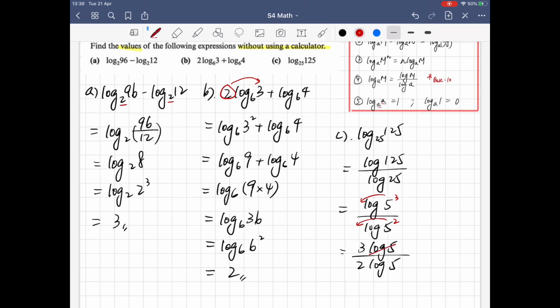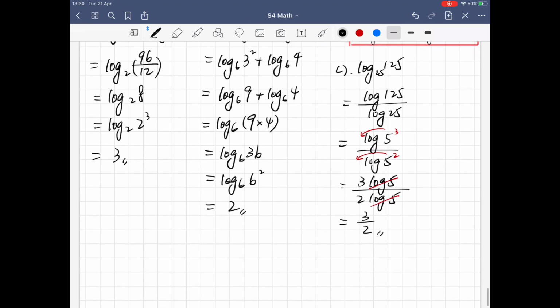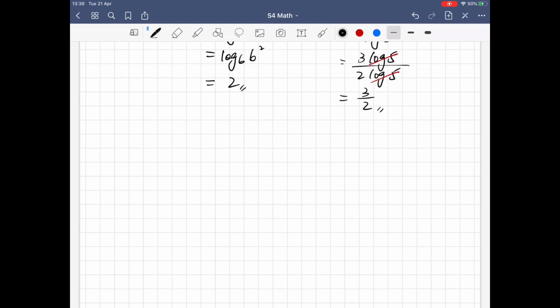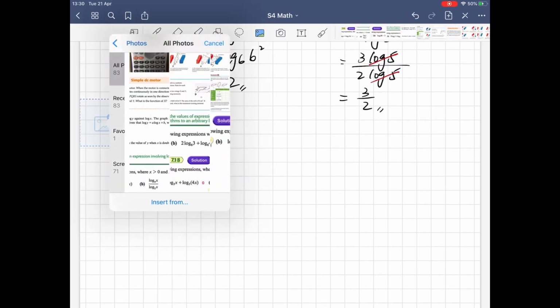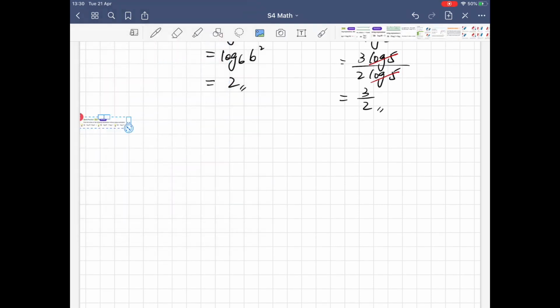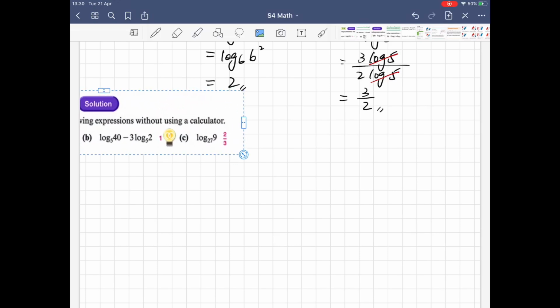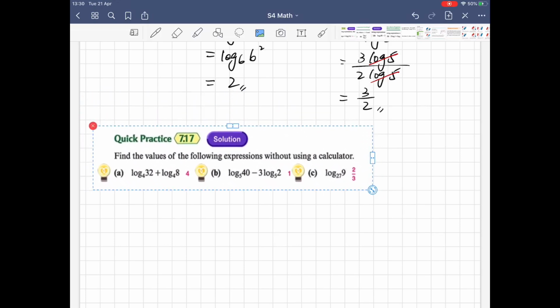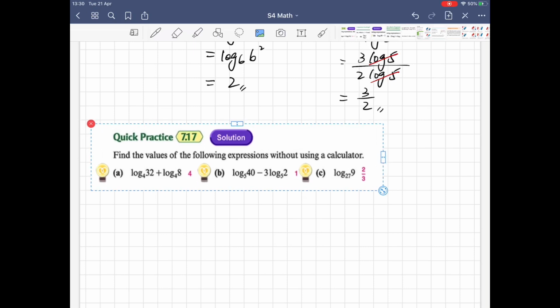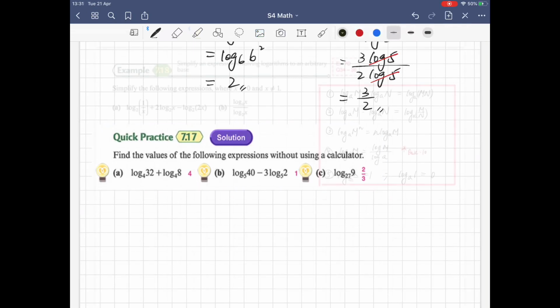Afterwards, we can cancel out the log 5. The final answer will be 3 over 2. So now, please help me to finish the following correct patterns. Okay, and afterwards, I will show you another example.